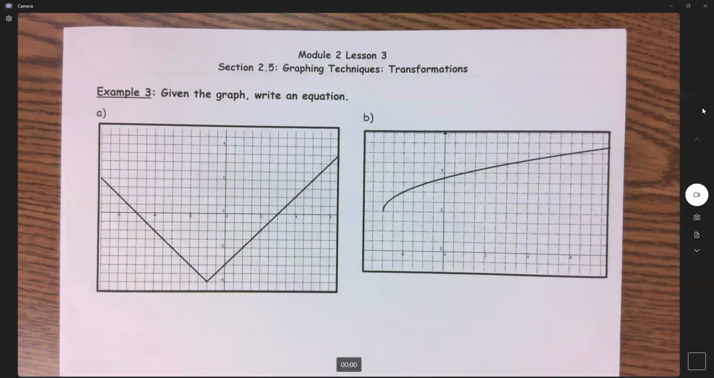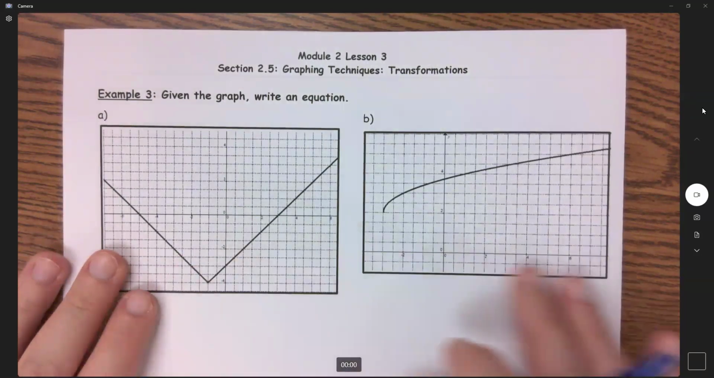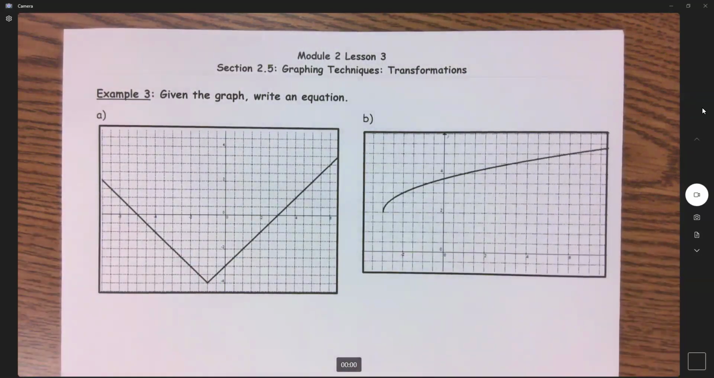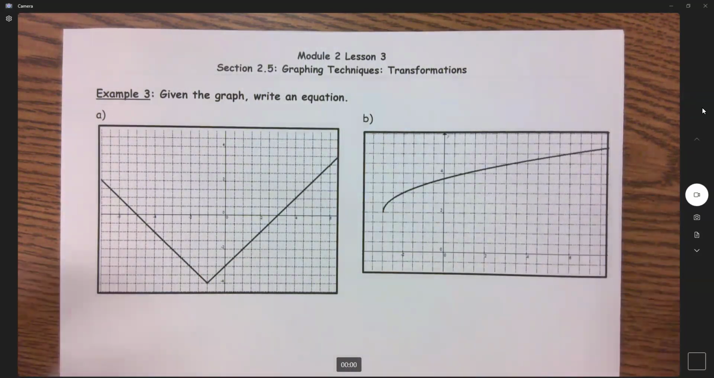Now in example 3, we're going to go backwards from example 2. In example 2, we were given equations and matched them to their graphs. This time we're starting with the graph and I am writing the equation from scratch. So example 3 says given the graph, write the equation. The first thing you need to know is what is the key graph?